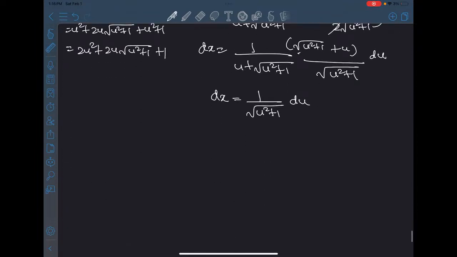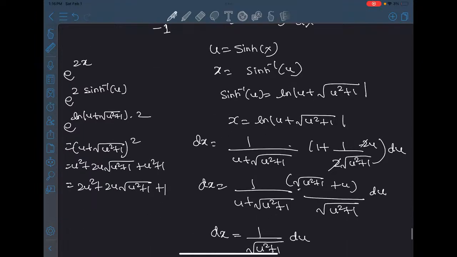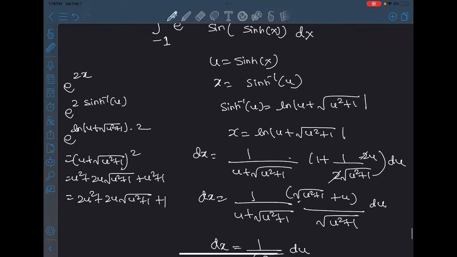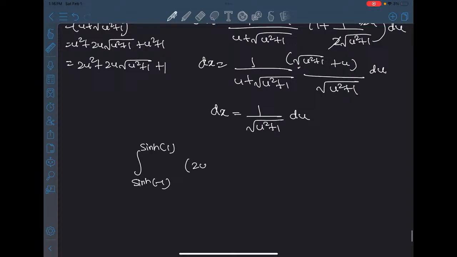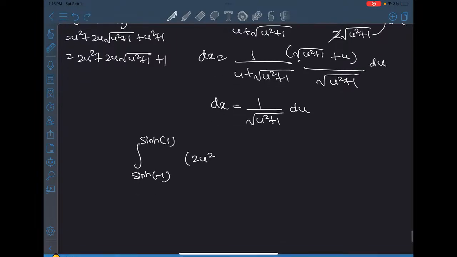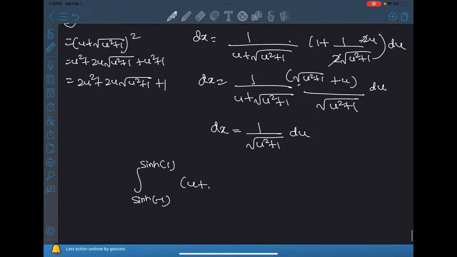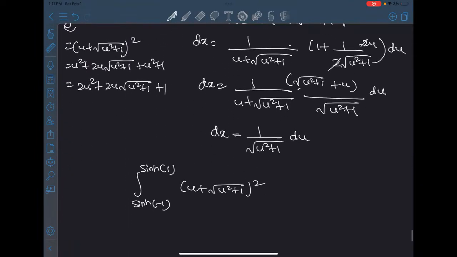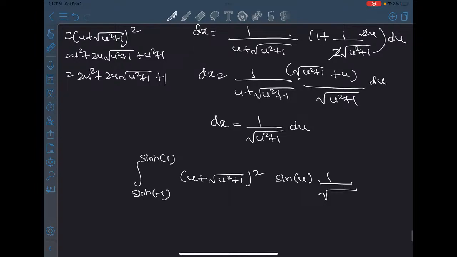And now if I'm making the substitution, this is from sinh of minus 1 to sinh of 1, right? And e to the power 2x is just 2u square. Let me just write it in the simpler form for now, the form that is u plus square root of u square plus 1 whole square, right? And this is sine of u, and then dx is just 1 by square root of u square plus 1 du. And now what?